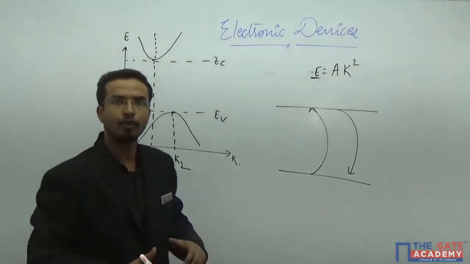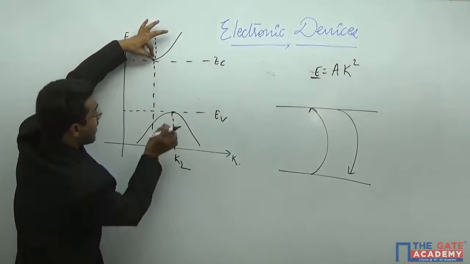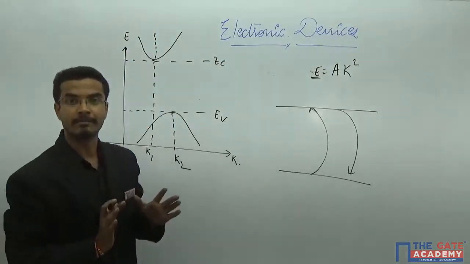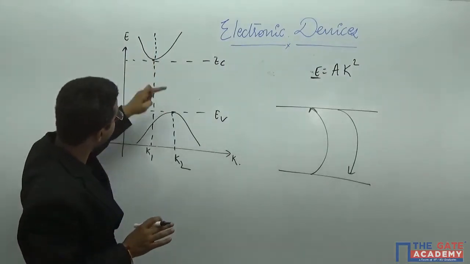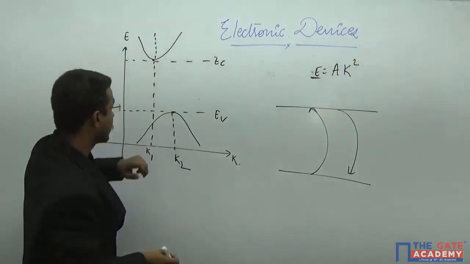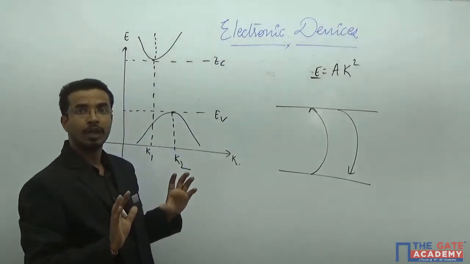But you know that for recombination to occur, the electron momentum and the hole momentum must be the same. Must be the same means either this electron will come from here to here, or this hole will go from here to here. Anything is possible.